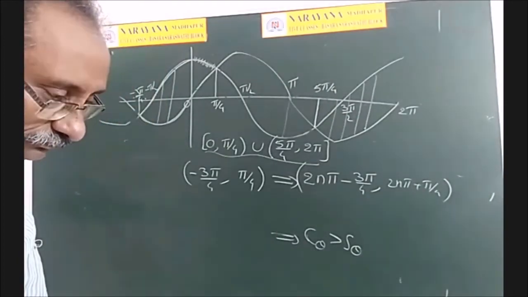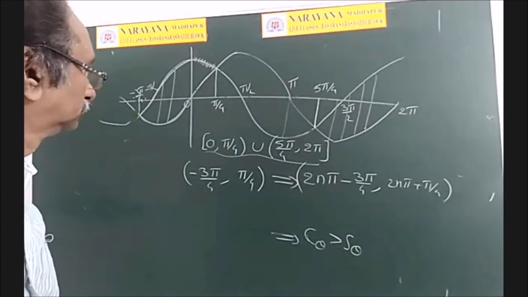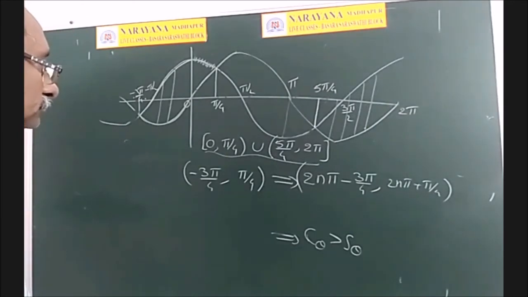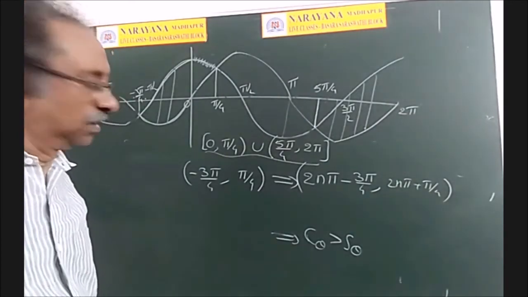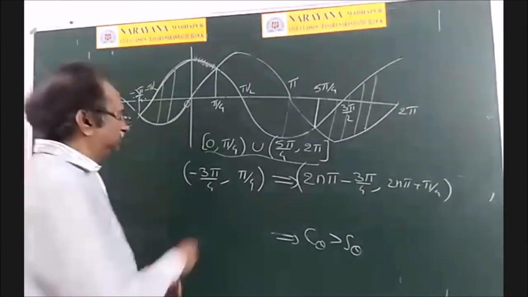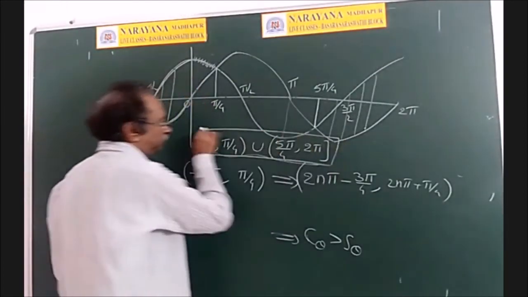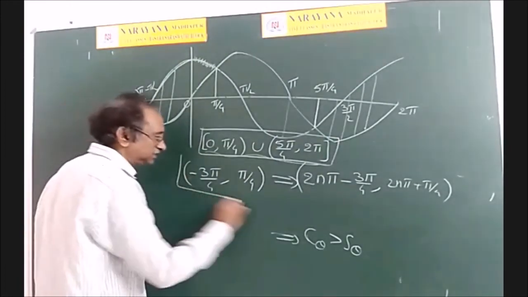Sir, why did you not add 2n pi to 0, comma pi by 4 union 5 pi by 4, comma 2 pi? We can write this is one way and this is another way.